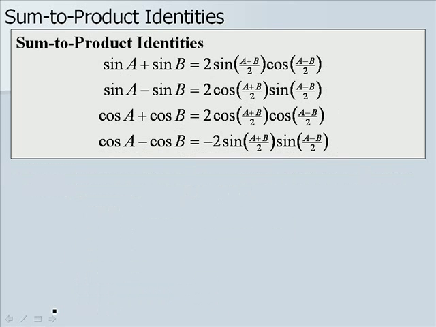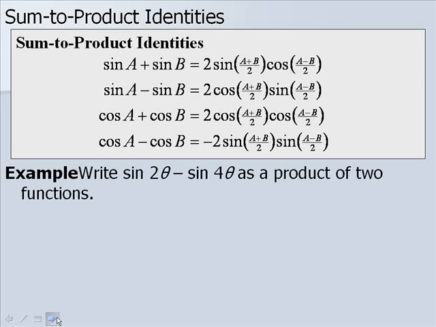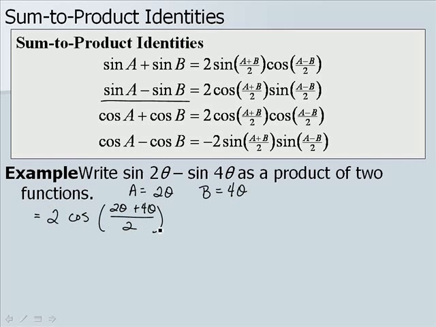Here we have our sum to product identities. Again, you don't need to memorize these, but we need to apply them. So in this example, we want to write sine of 2 theta minus sine of 4 theta as a product of two functions. So in this case, we're using sine minus sine here. And we have that a is 2 theta and b is 4 theta. So we rewrite it as 2 cosine of a plus b, or 2 theta plus 4 theta, over 2 times the sine of a minus b, or 2 theta minus 4 theta, over 2.